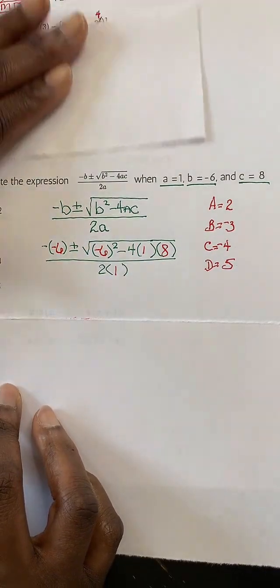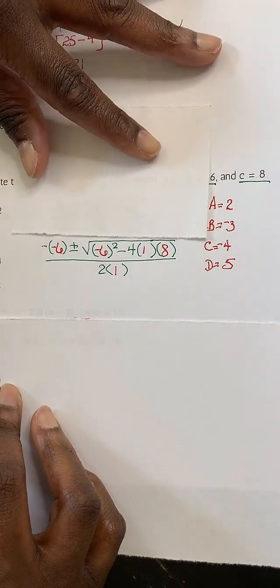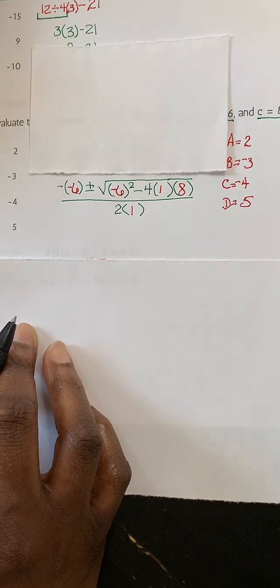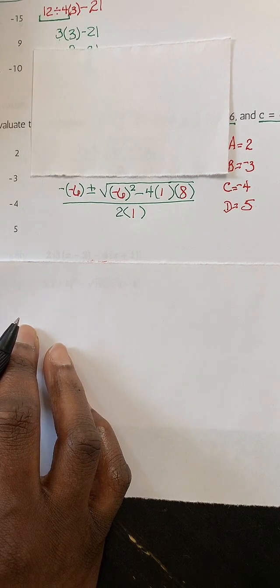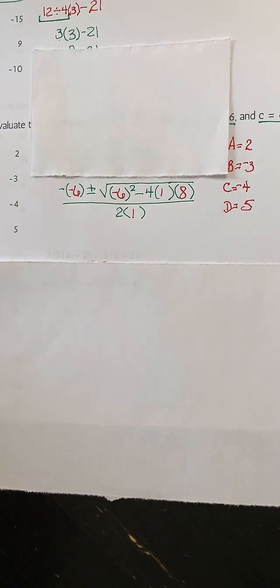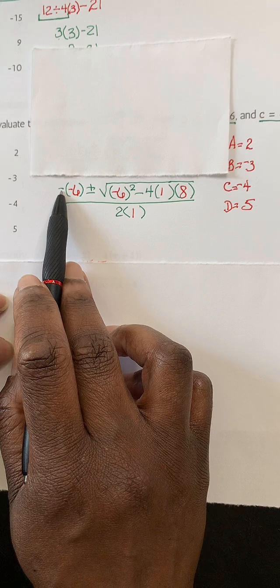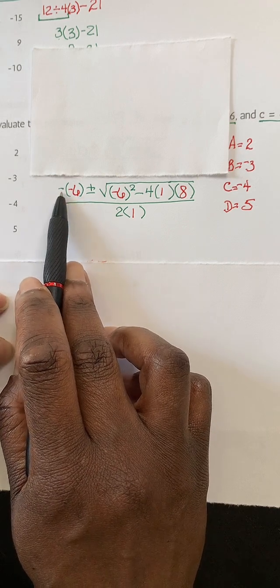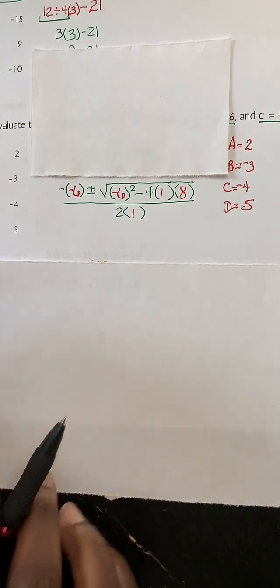I'm going to cover up this part so we can focus on one section at a time. Now here we have a -6 times a negative. What's a negative times a negative?